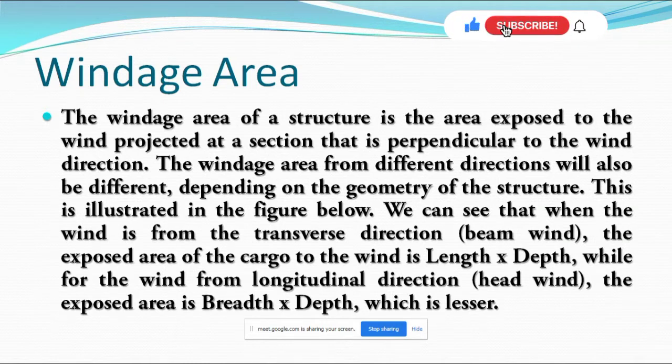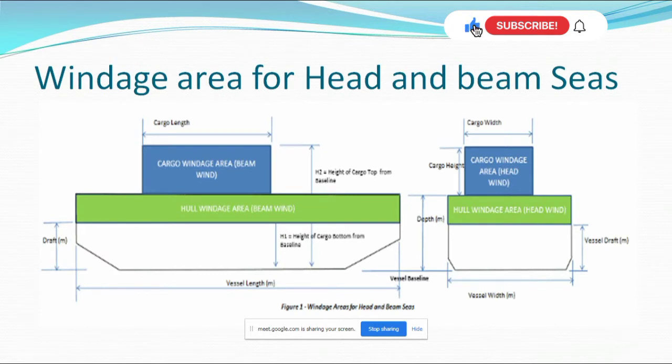So it depends on the direction of the wind, of course, and the structure of the ship. That is why we have 4, instead of having only 2, in which we have here the length, the depth, and then also the direction. So we have 4 factors to consider. So we have this picture of windage area for head and beam seas. Alright.